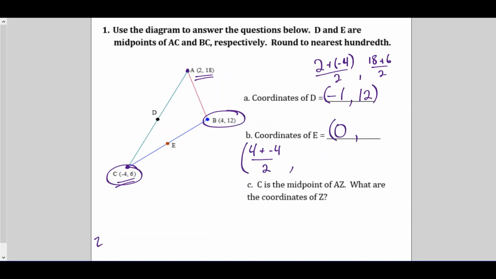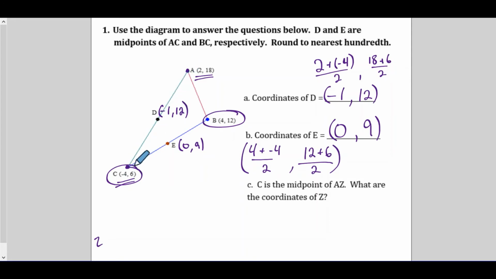And 6 plus 12, I guess I flipped the order, but it doesn't really matter. So I'm adding those together, that gives me 18 divided by 2 is 9. So the coordinates of E are 0, 9. And the coordinates of D are -1 and 12. You kind of want to just make sure that that actually makes sense. There could be just a silly mistake in here, but going from there to there, that's going up by 3, and then up by 3 again.